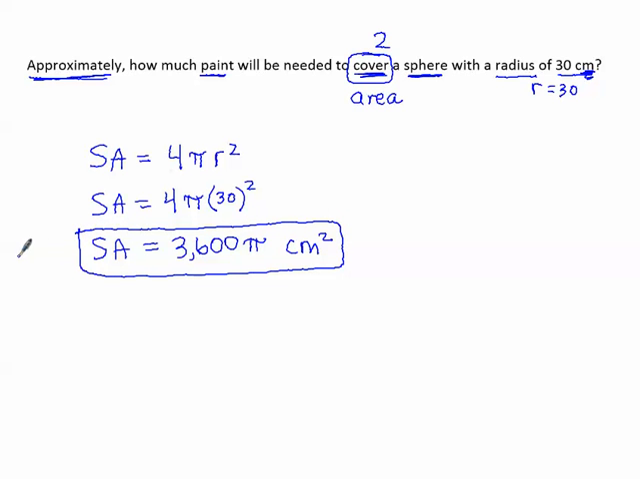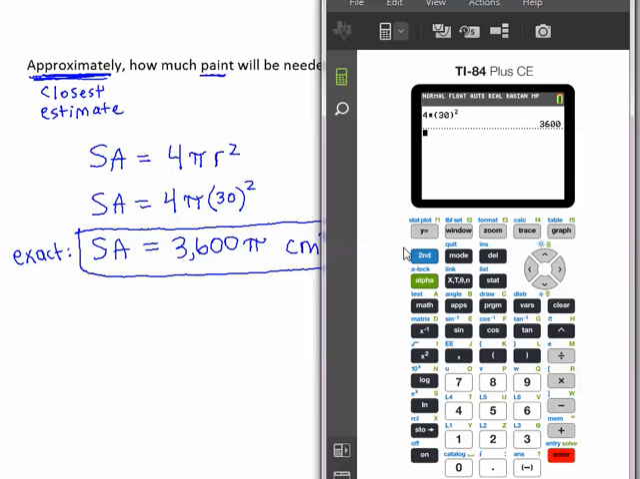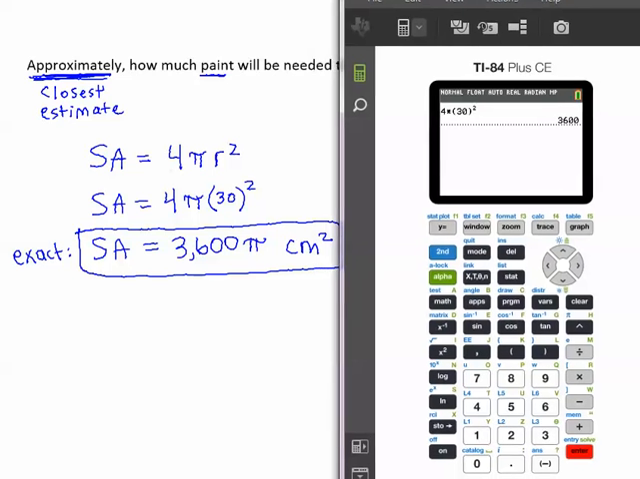This answer is an exact answer. Now they asked approximately how much paint is needed to cover. Approximate means we're looking for the closest answer, which may or may not be exact. It might be that we need to estimate the answer, such as if it's multiple choice and we're just matching the closest answer. So in that case, sometimes we might be required to type the pi in to the calculator.